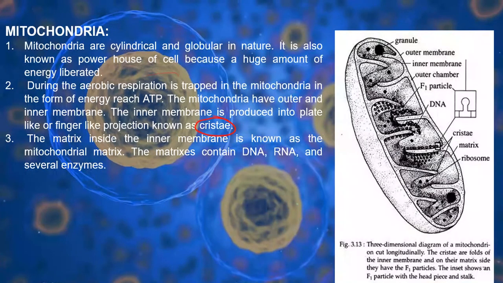Okay, the matrix inside the inner membrane is known as the mitochondrial matrix, or we can say the mitochondrial content which lies inside the inner membrane of mitochondria is known as the mitochondrial matrix. It includes DNA, RNA and several enzymes. I even told you that 70% of total enzymes are found in mitochondria. That means 70% of the total enzymes found in the cell are located inside mitochondria.